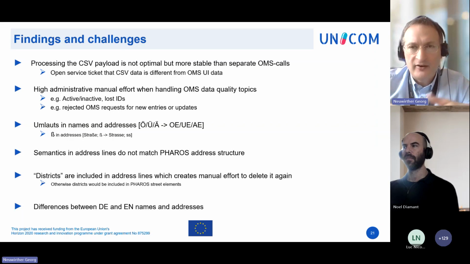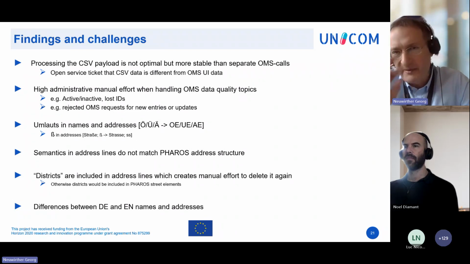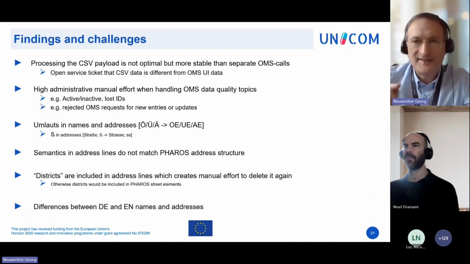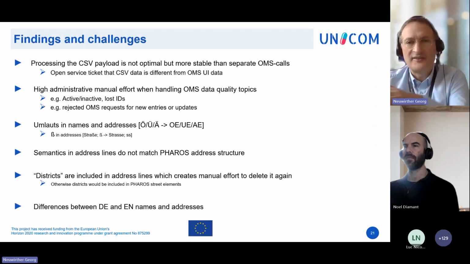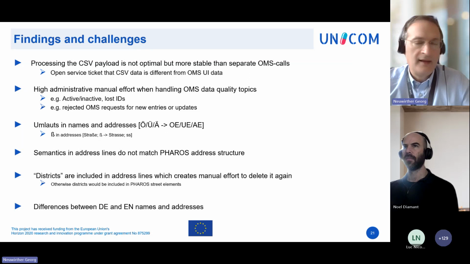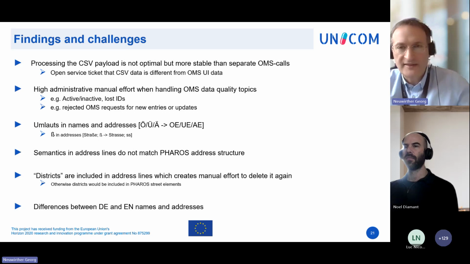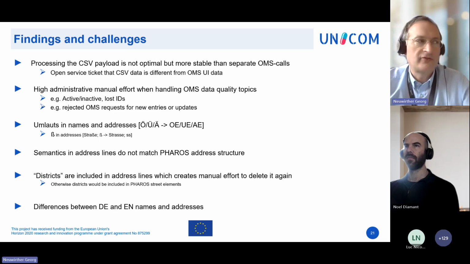Then fundamentally, we have a different approach. In PHAROS, we have semantic lines, so meaning street, house number, etc. In OMS, we have non-semantic lines. We have 4 address lines. And yes, maybe there is some kind of rule in what stands in line 2 or line 3. But if you have a structured semantic line system like PHAROS and a non-structured semantic line system like OMS, then you can imagine that some problems arise. The district information might be normal for other member states. In Austria, it's not normal to have the district inside the address fields. So it creates effort to delete it when we update or when we receive this information from OMS.